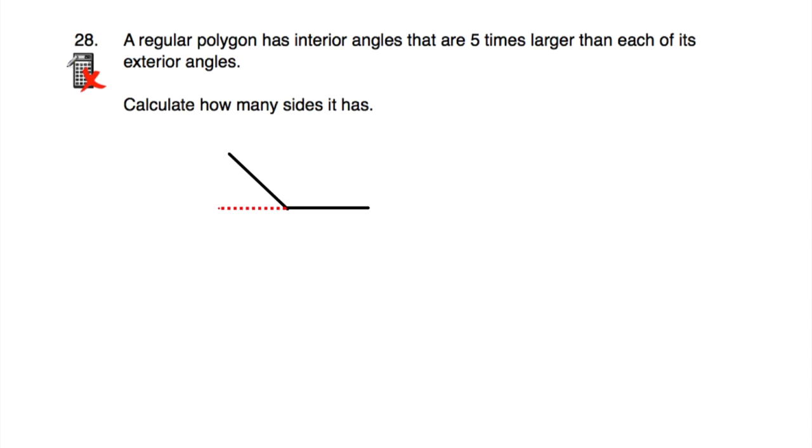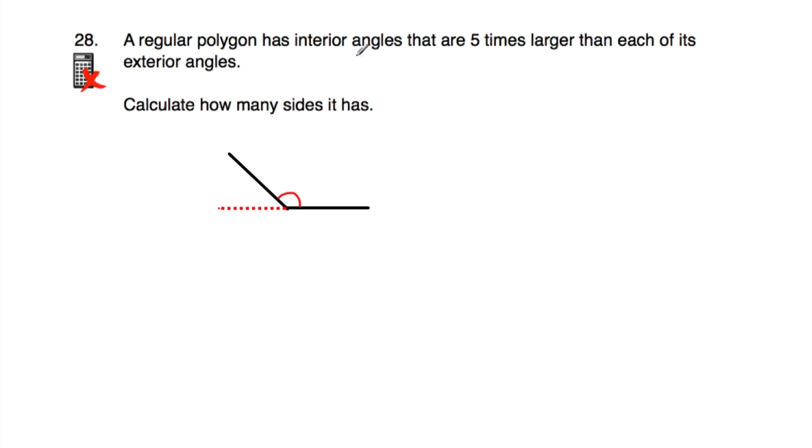Okay, let's have a look at our last question, question number 28. So question number 28 says, a regular polygon has interior angles that are 5 times larger than each of its exterior angles. Calculate how many sides it has. And I've just drawn this sketch where we've got this in black here, this interior angle. So this is one of the interior angles. And then here we've got the exterior angle. So that straight line and then that exterior angle there.